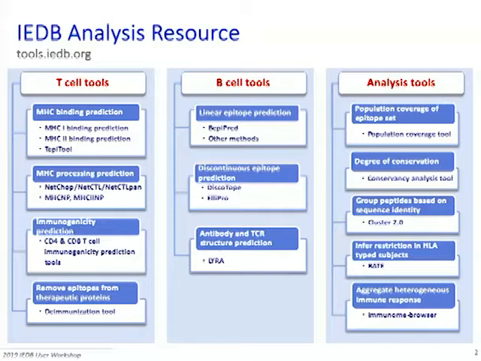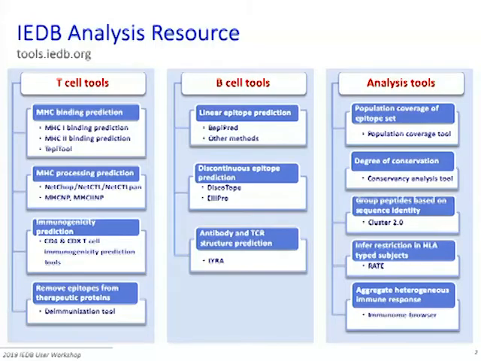The major difference for these tools from the aspect of development is that they're trained on different kinds of data sets. For example, the MHC1 binding prediction tools are mostly from binding data or eluted ligand data, and the immunogenicity prediction will mostly use confirmed epitope data. So that's the major difference in the development aspect.